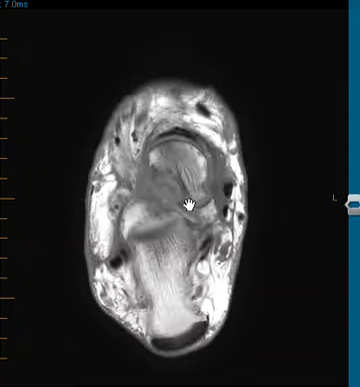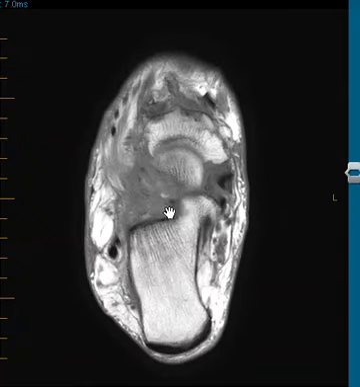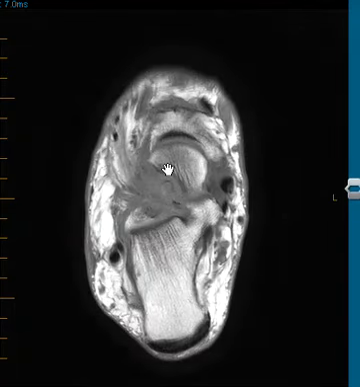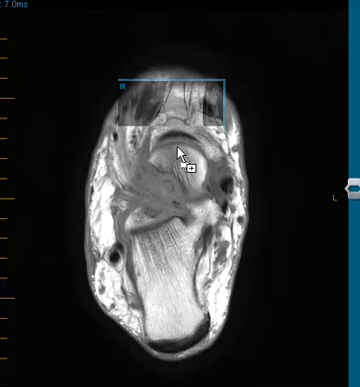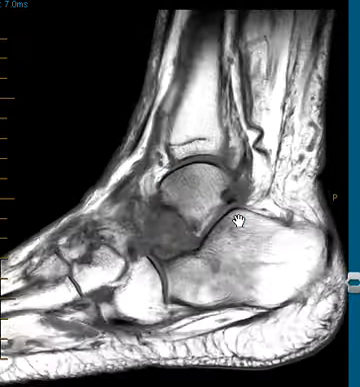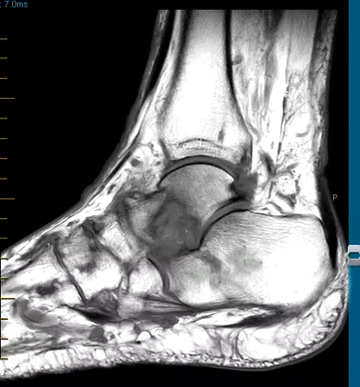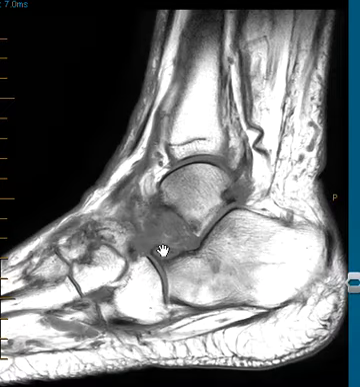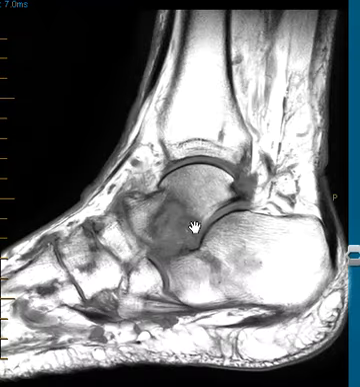But there was another problem right over here. We see the sinus tarsi looks diffusely abnormal, just socked in with intermediate T1 signal intensity. We put up the sagittal images. We see there's a big hole, like a big bite out of the talus here. Also, the anterior calcaneal process over here has a nice bite out of it as well. So a big inflammatory process centered right within the sinus tarsi.